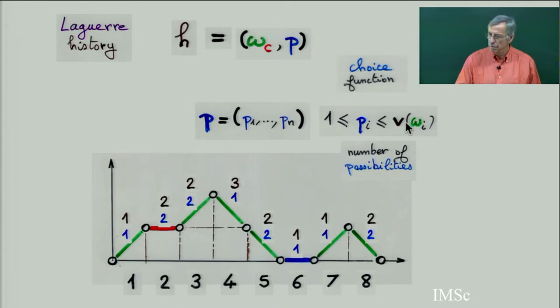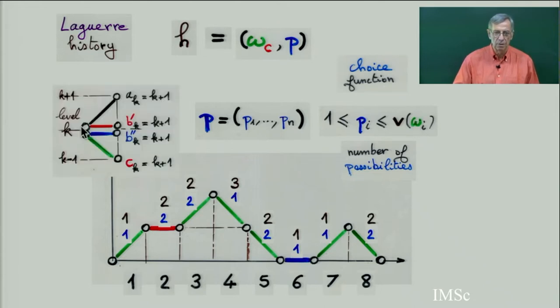So what is the weight, the valuation we have given? We have given four possible weights for four possible elementary steps. When I am at level k, I have weights a_k, b'_k, b''_k, and c_k. All of them are k plus 1. There is a blue step, a red step, going northeast or going southeast.